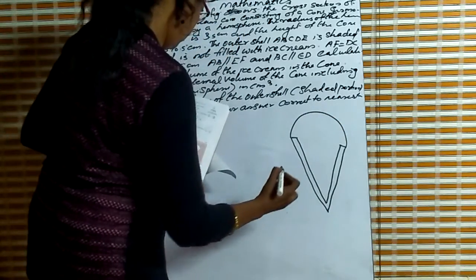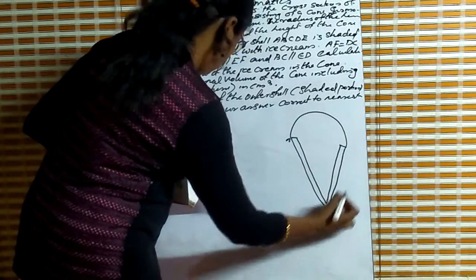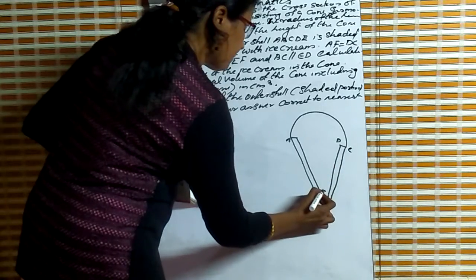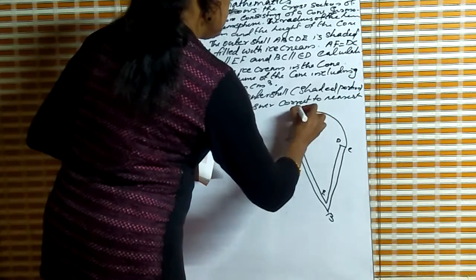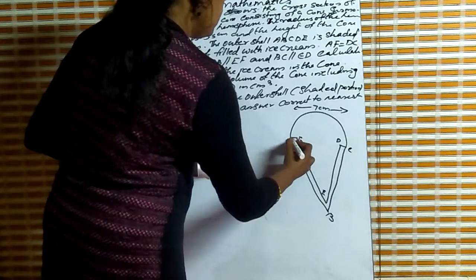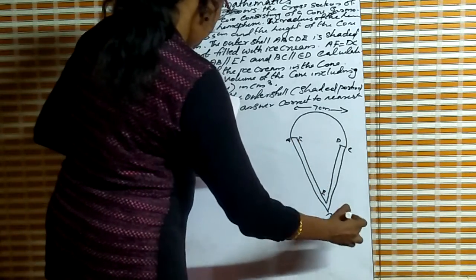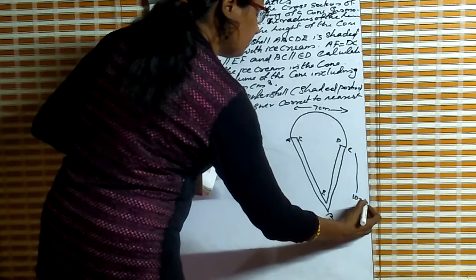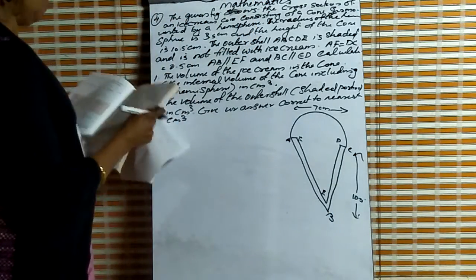Hemisphere, A, B, C, D, E, F. This is 7 centimeter. This height is 10.5 centimeter.